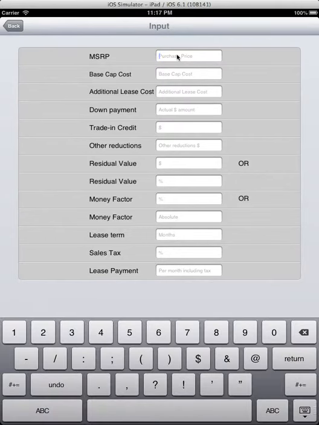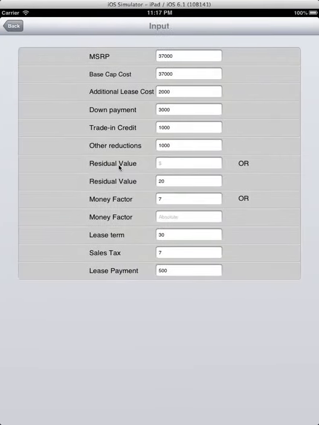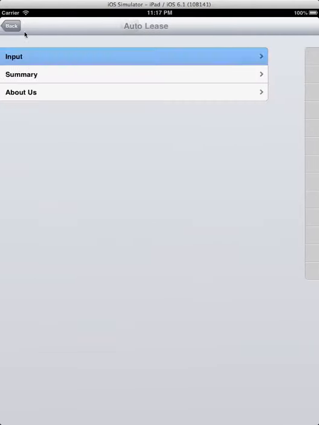Car lease. Base cap cost is 37,000, 2,000, and down payment is 3,000, trading credit is 1,000, other deduction is 1. Residual value is 20%, money factor is 7%, lease term is 30 months, and sales tax 7%, lease payment is $500. Here's the summary.